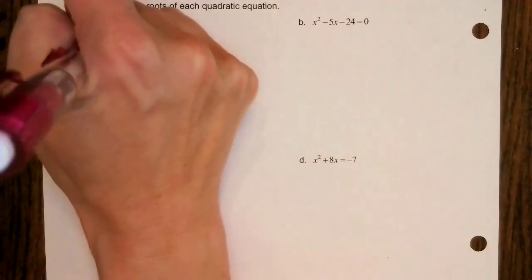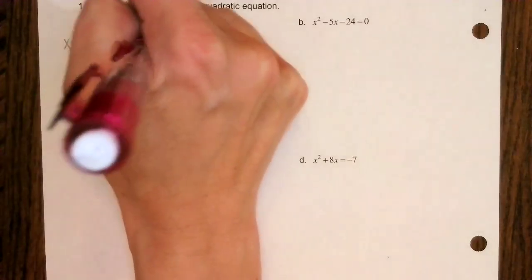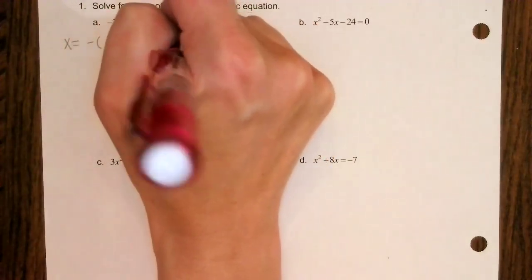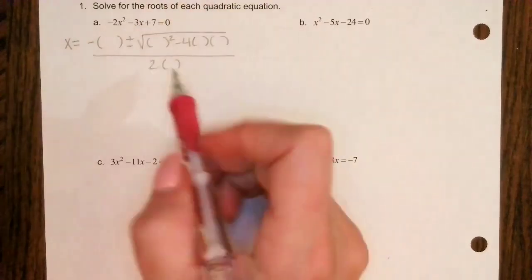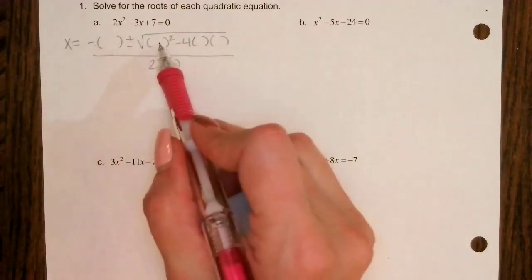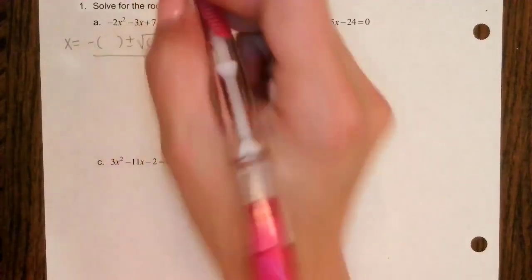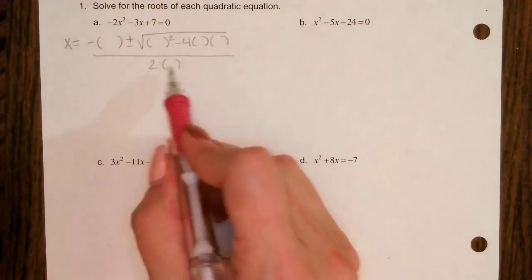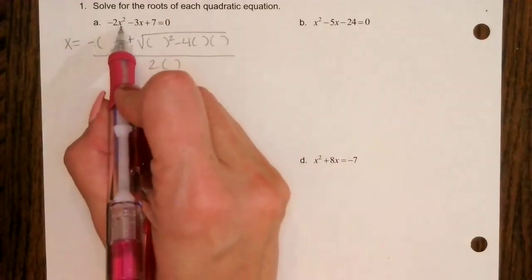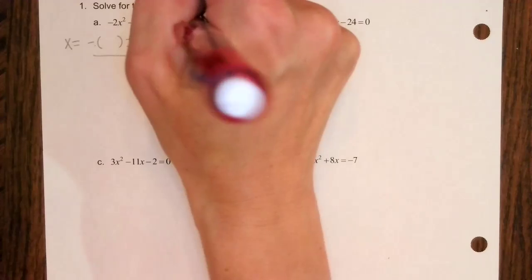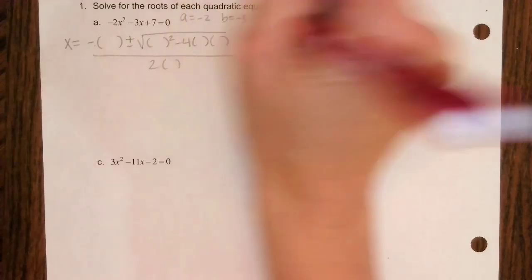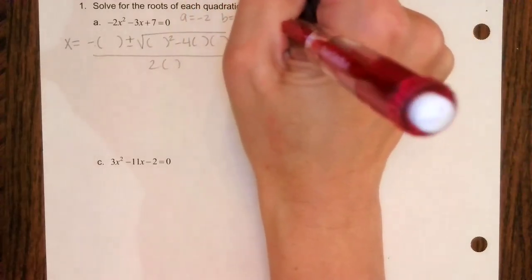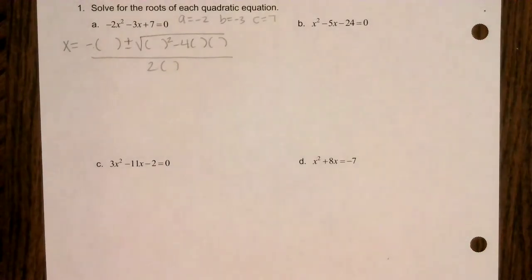I like to put parentheses in the place of the b's and the a and the c because I feel like it helps me with order of operations. So I'm going to set up my equation with parentheses. And so that is negative b plus or minus the square root of b squared minus 4ac all over 2a. In this equation, in front of the x squared, we have a negative 2. So my a is negative 2. In front of the x, we have negative 3. So my b is negative 3. And my standalone number, my constant, is 7. So that's c. So we're going to go ahead and fill in our parentheses now.